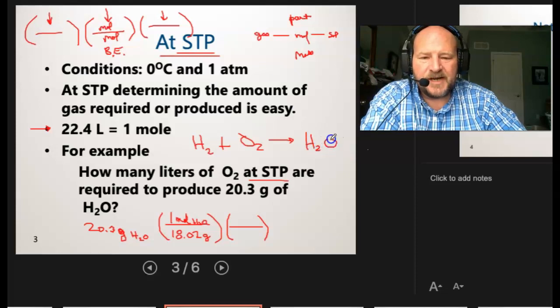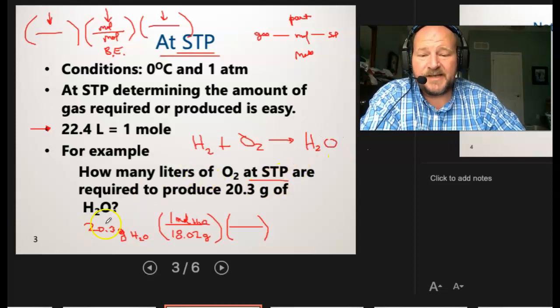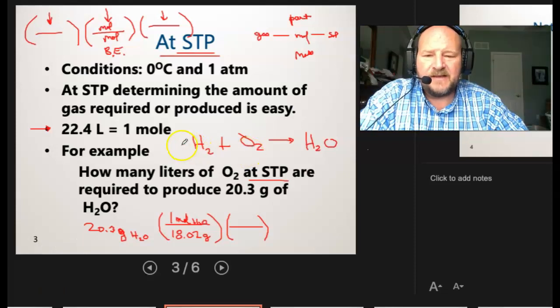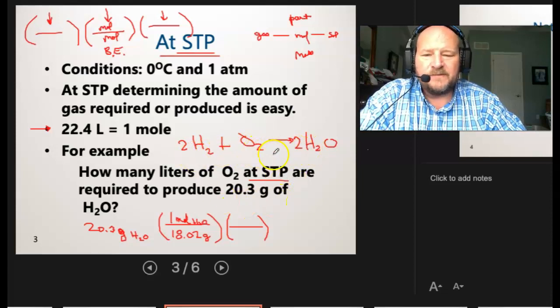I'm going to pause here for a second and let you balance that, because you should be able to do that pretty readily at this point. All right, so once you've balanced it, you know you're going to need 2H2 and 2H2O, and now we have our molar equivalents here.